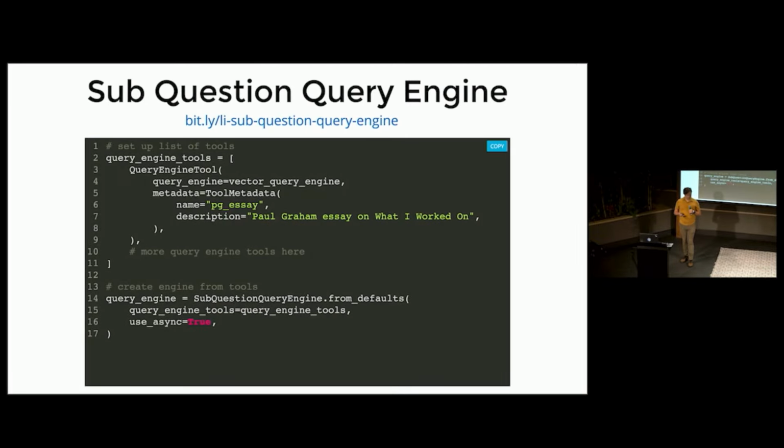There's a built-in for all of these, and this one is called the sub-question query engine. What I'm doing here is passing in, again, a tool, just one tool in this case, about a Paul Graham essay for some reason. And you give all of your tools to the sub-question query engine, and it treats those as sources of data that it can ask multiple questions to.